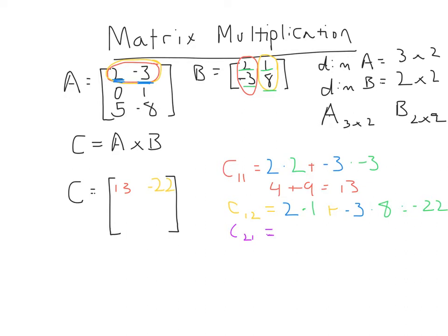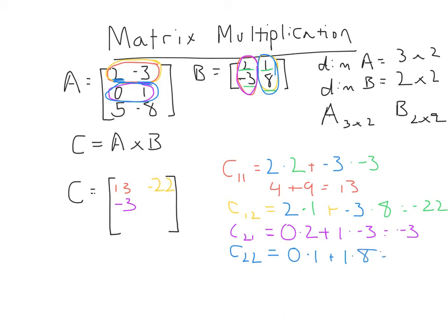And I'll start going a little faster now. Second row from my first matrix, first column from my second matrix: 0 times 2 plus 1 times negative 3 is going to be negative 3. C22 will have second row, second column. We'll get 0 times 1 plus 1 times 8, which is 8.